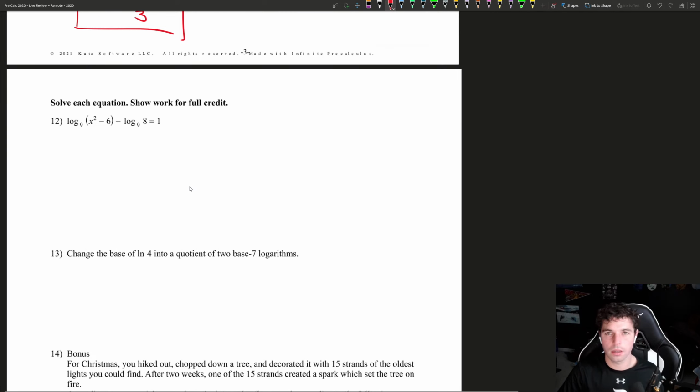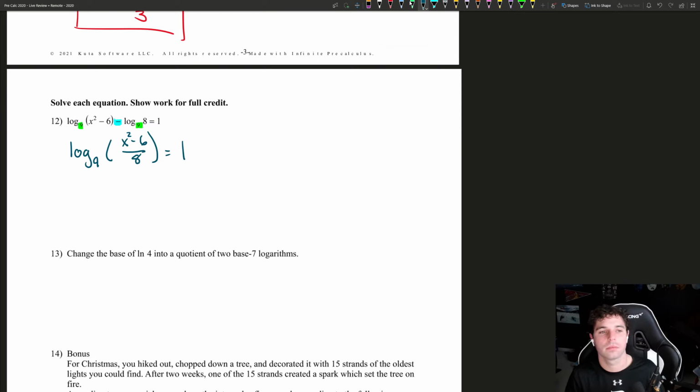Again, okay. And the first thing we need to notice is that there are 2 logs with the same base, and they are being separated by a subtraction sign. When that happens, we can combine those 2 things. So we should get the quotient of x squared minus 6 and 8. And that should be equal to 1. And then we need to cancel out that log base 9.